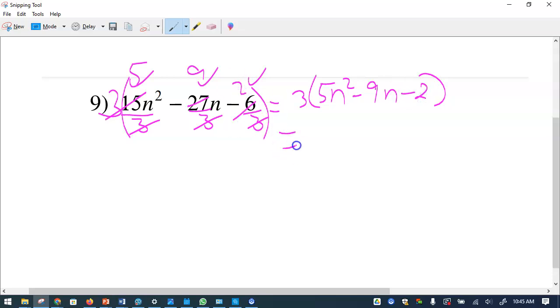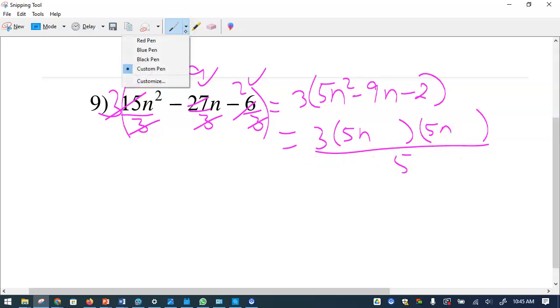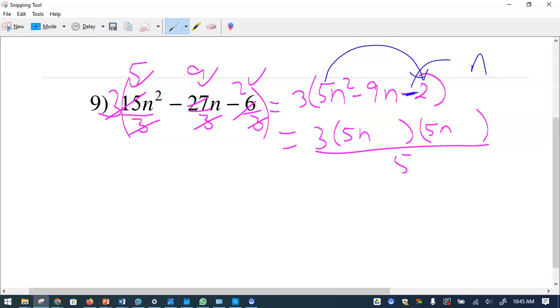And now we can use the method that I showed. It is 5n square, put 5n right here, and then divide by 5. And then you have to multiply the first number with the last, this 5 times 2. Remember, there's a minus sign, so you want to think of subtraction. So 5 times 2 is minus 10, right? So minus 10, and I'll make the box.